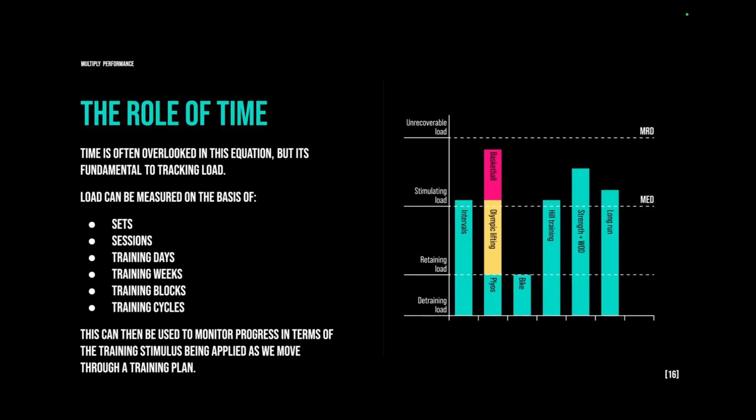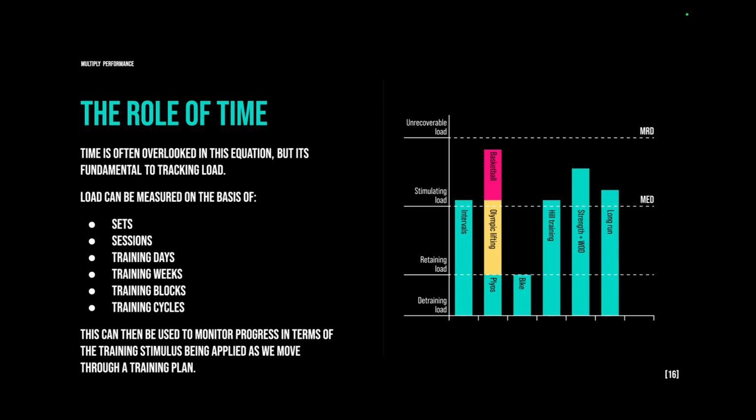Are we looking at load on a session-by-session basis? Are we looking at training days? Are we looking at training weeks, training blocks, or even training years, like complete training cycles, macro cycles? Once we have an understanding of how much load we've been exposed to over the course of each of these things, we can then compare between similar units, right?